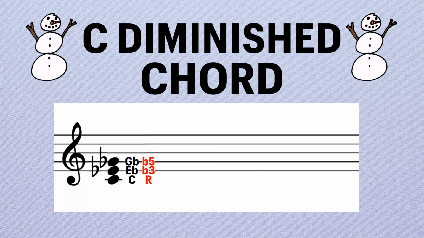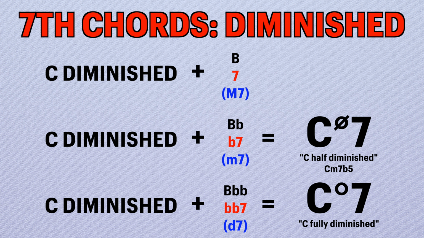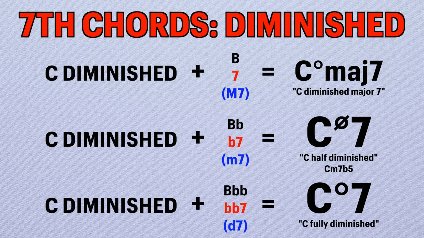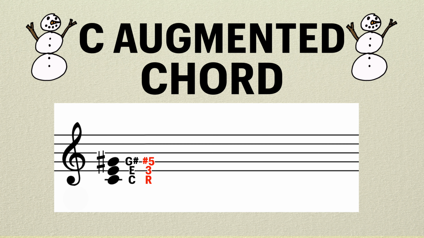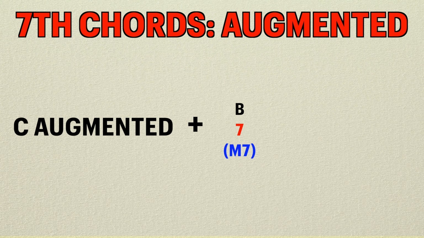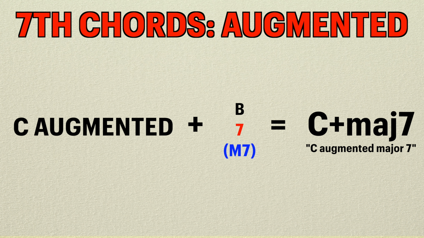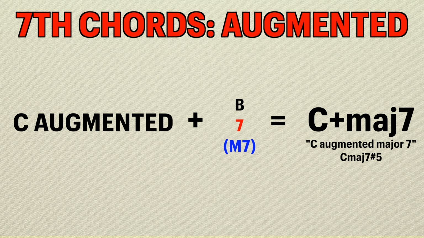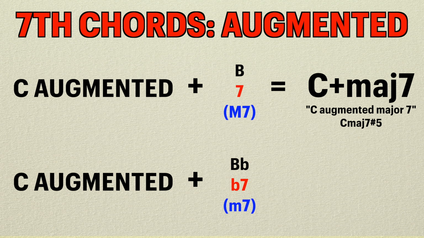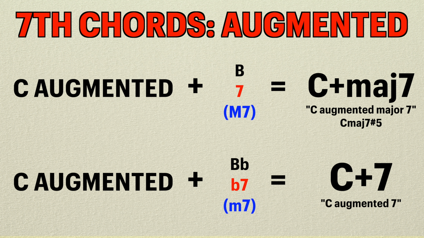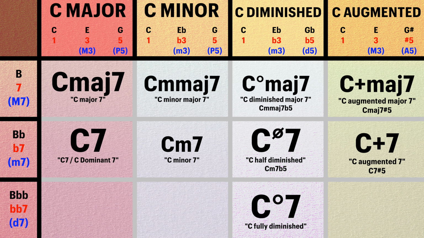You could also theoretically pair the diminished triad with a regular diatonic 7, the major 7, though it is much less common. The C diminished triad plus the major 7 would be written as C diminished major 7 or C minor major 7 flat 5. The augmented triad, paired with a regular diatonic 7, would be referred to as C augmented major 7, or alternatively C major 7 sharp 5. The augmented triad paired with a flat 7 would be called C augmented 7 or C7 sharp 5. So those are the several types of 7th chords altogether.